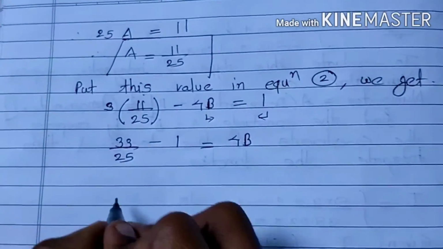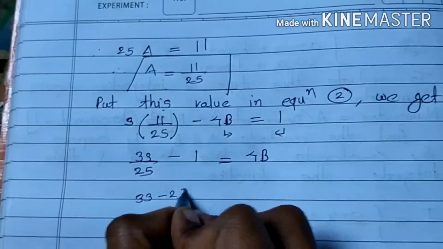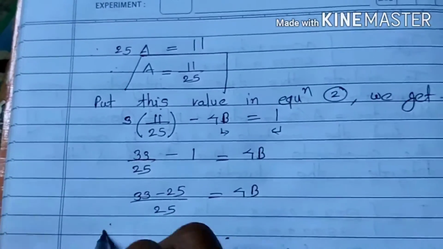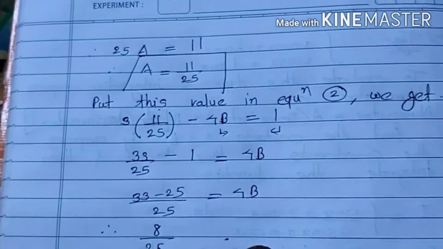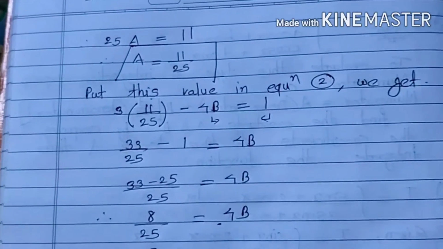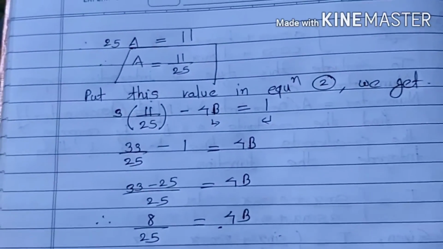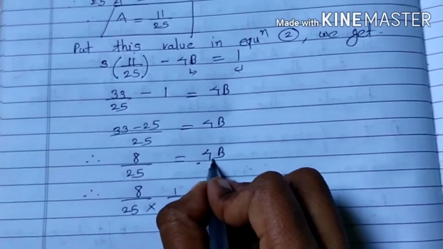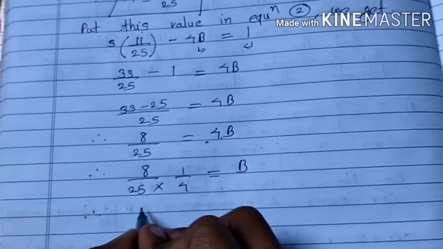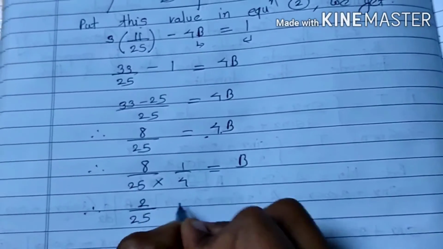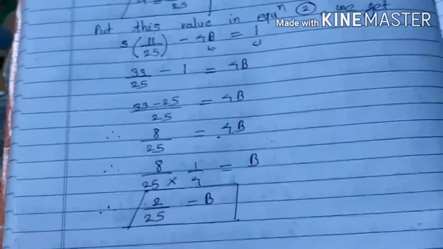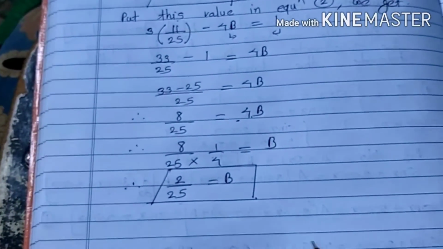So simplify this. 33 minus 25 upon 25 is equal to 4b. Therefore 8 upon 25 is equal to 4b. This 4, 8 upon 25 into 1 upon 4 is equal to b. This 4 is a multiplier, so here it will become a divider. So therefore 2 upon 25 is equal to b. So this is the value of b. Now from equation 1, we get.